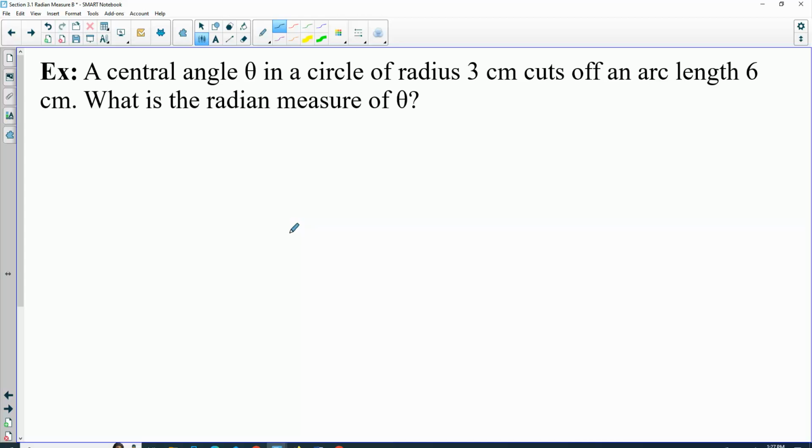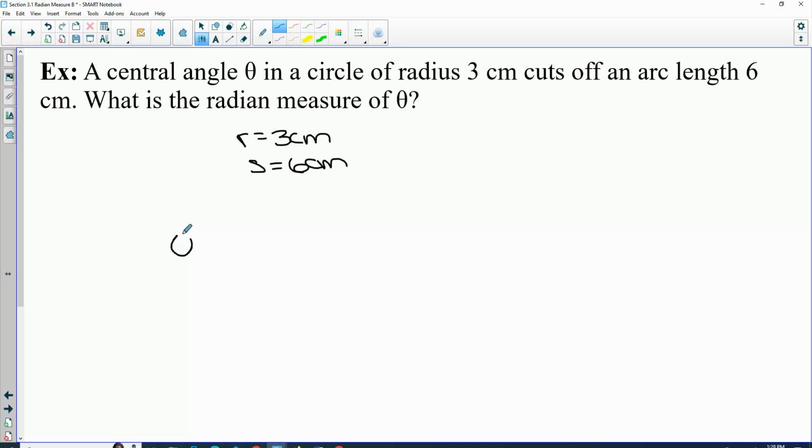So if I just look at this example, if you have a central angle theta in a circle of radius 3 centimeters that cuts off an arc length of 6 centimeters, what is the radian measure of our angle? So what I know is my radius is 3 centimeters, my arc length is 6 centimeters.